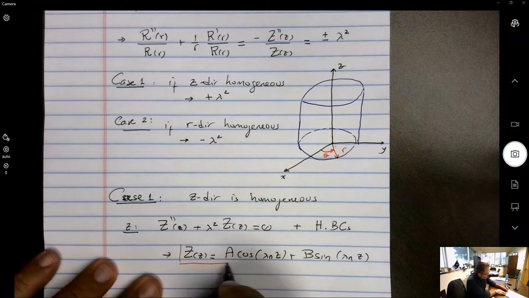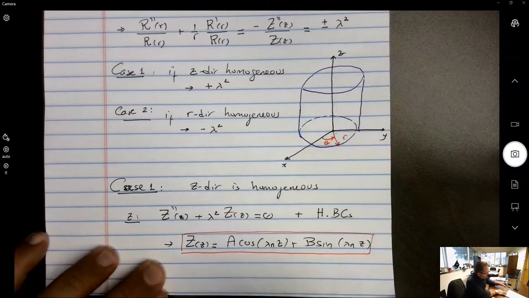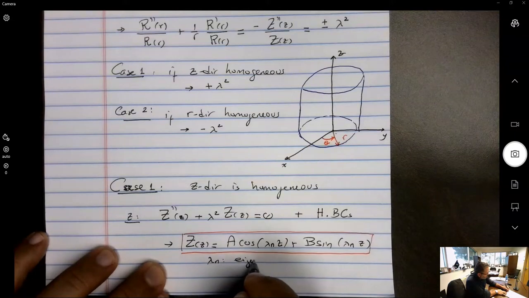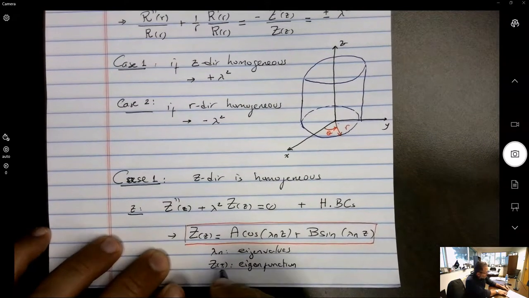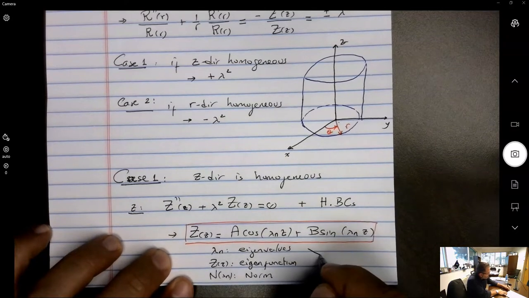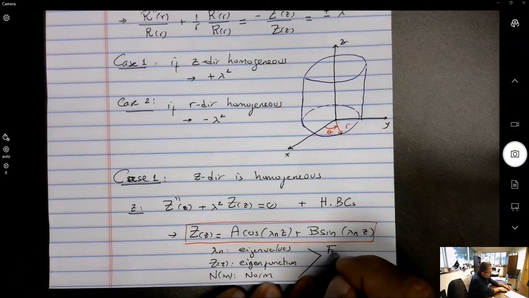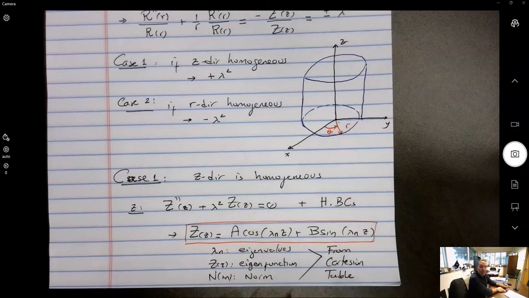And we know that the lambda n's, eigenvalues, the eigenfunctions, and the norm of lambda n, and all these could be found from Cartesian table. Same table we use to solve for Cartesian problems.